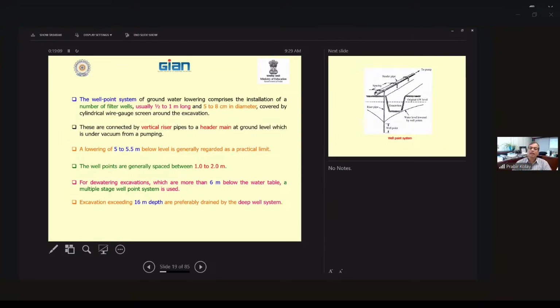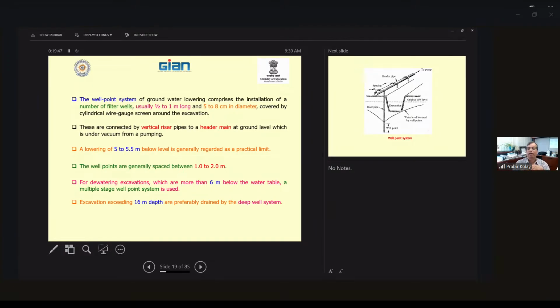There are a few things you need to know about the well point system. For the groundwater installation, there is a number of filter wells, usually 1.5 to 1 meter long, 5 to 10 centimeter in diameter. Okay, and the vertical riser pipe is connected to the header main. In this case, the water can be lowered up to about 5 to 6 meters below the level, generally regarded as the practical limit. That is the maximum limit you can go. The well points are generally spaced between 1 meter and 2 meters.